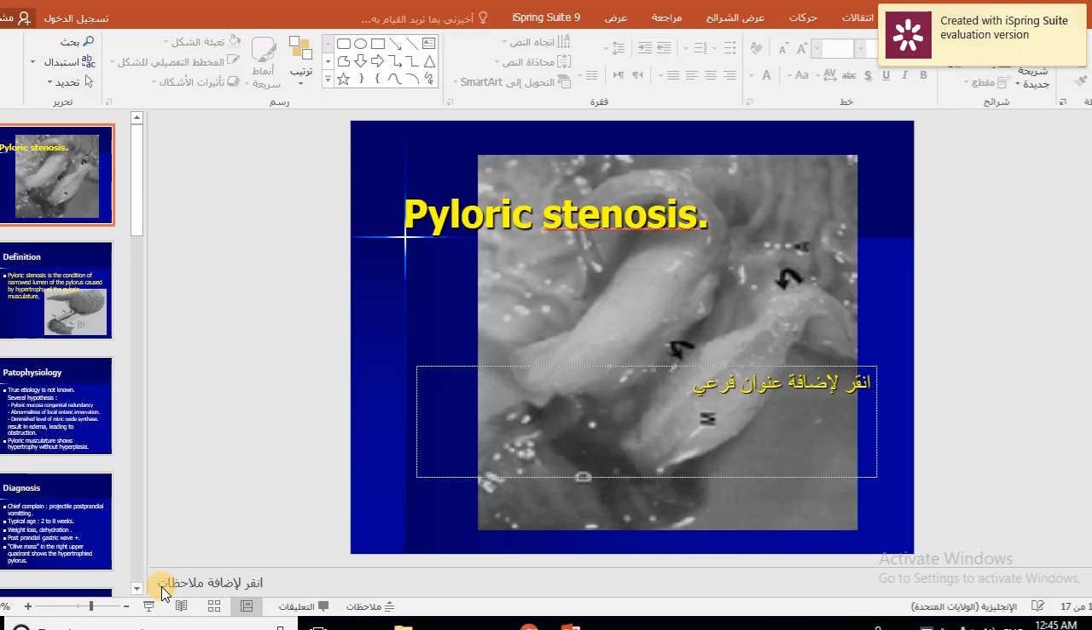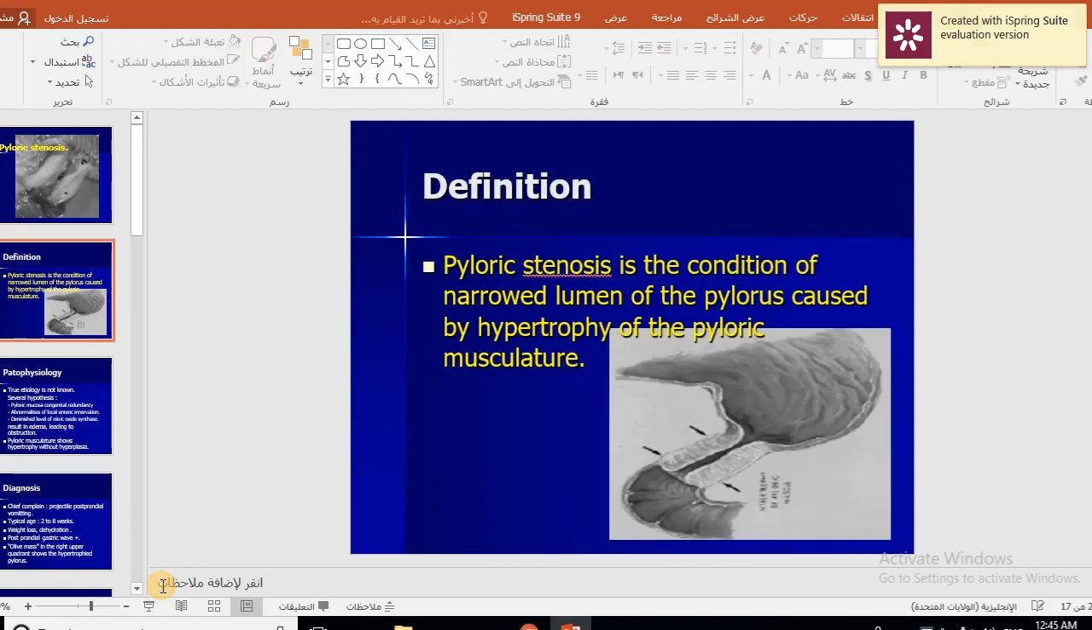We shall talk today about pyloric stenosis. Pyloric stenosis is a congenital anomaly in which there is stenosis of the pylorus with hypertrophy of the musculature of the pylorus and elongation of the pyloric channel. Definition of pyloric stenosis: it is the condition of narrowed lumen of the pylorus caused by hypertrophy of the pyloric musculature.